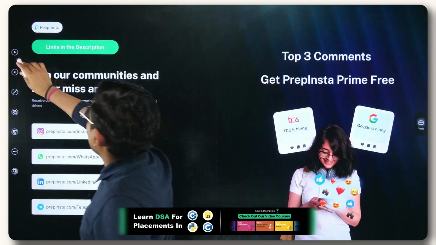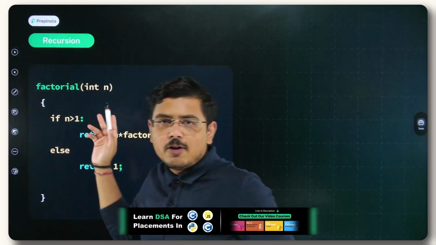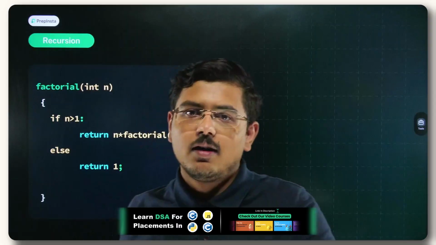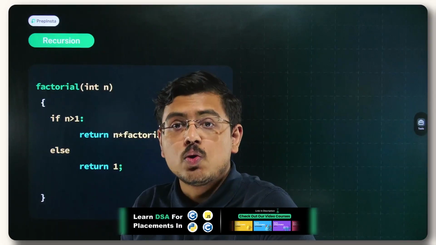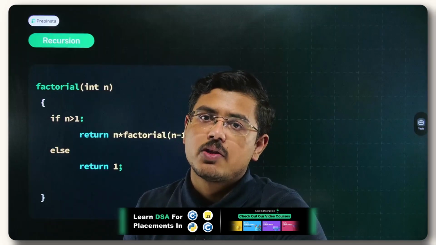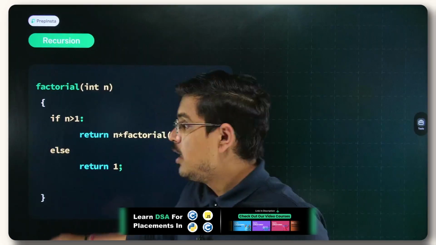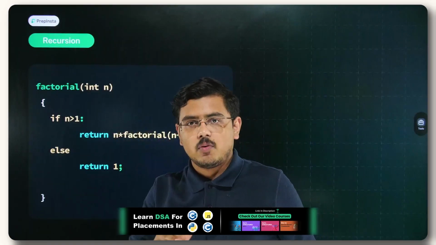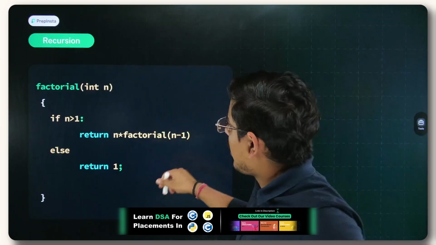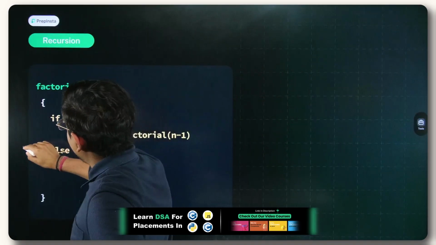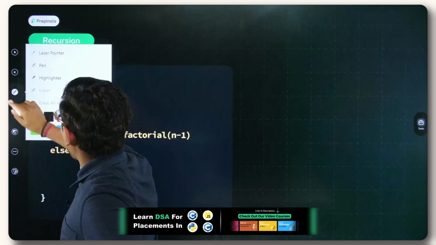Now, we'll start from the first program that we learned hands-on in recursion, which was Factorial. Those who haven't watched the earlier videos in recursion, go ahead, watch recursion part 1. You'll understand this particular program there. Okay. So, talking about this particular program, today we'll try and compute its time complexity.